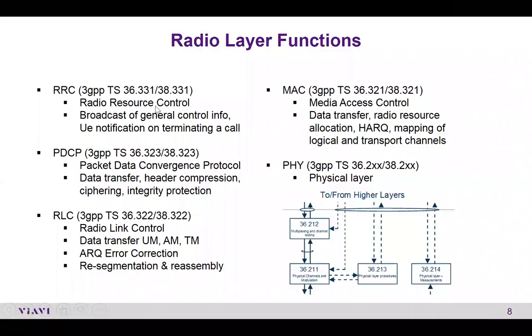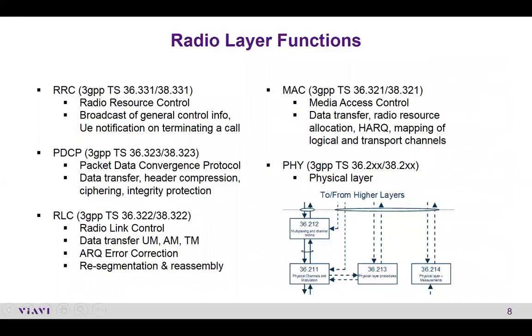Basically, the radio resource control is the top level that coordinates the calls that have control information, for example, notification of a terminating call. Lots more functions in there. I just mentioned some highlights here. So this is about radio resource control. The next layer below that is packet data convergence protocol. That's more about data transport, integrity, compression, ciphering, those kinds of functions, and much more.